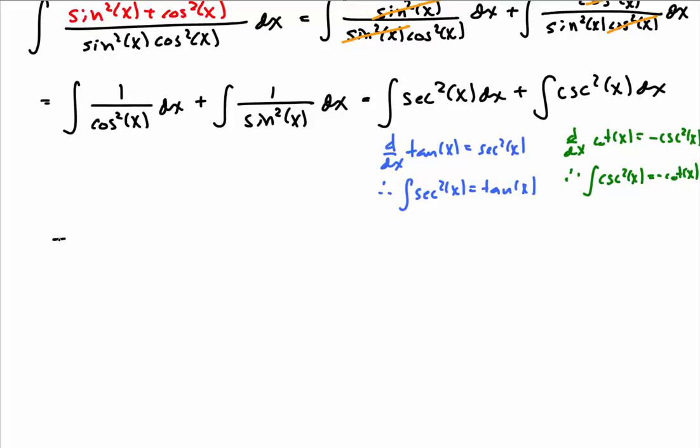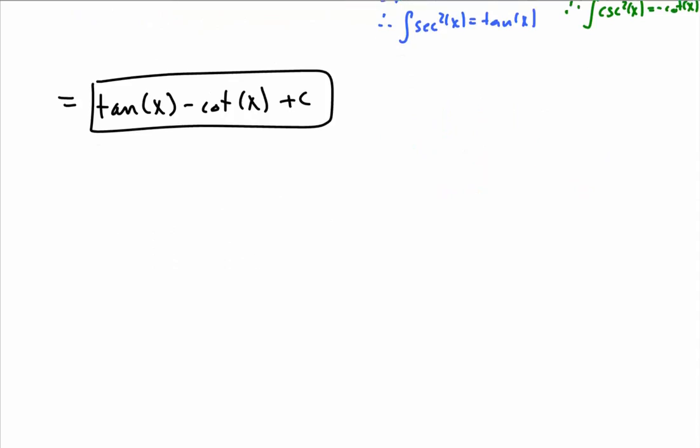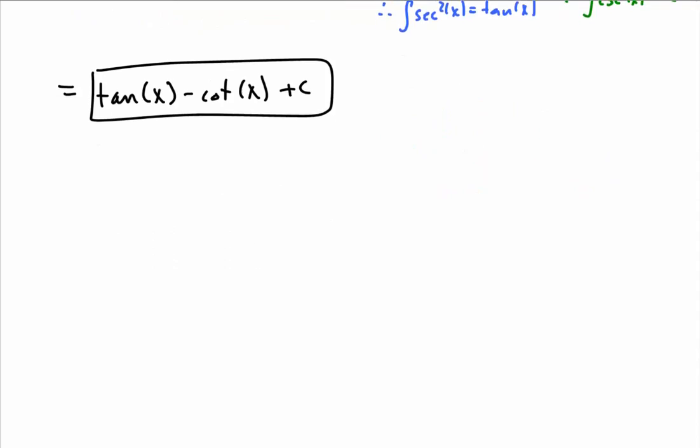So this would end up looking like tangent of x. For this first one, the integral of secant squared is going to be tangent of x. So this is tangent of x minus cotangent of x. And of course this is a nice little expression. I need my constant of integration, and this would be nicely simplified. However, we usually like to have a common denominator, and we also like to have these in fraction forms sometimes.